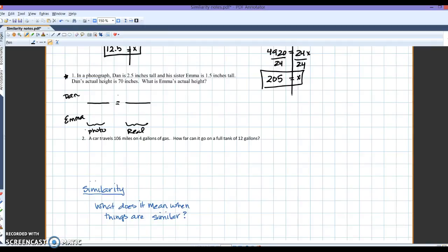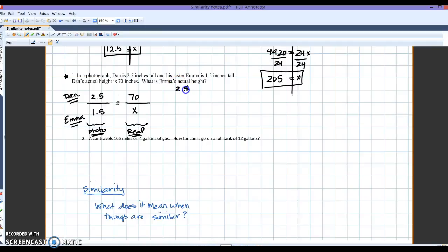Now it's just a matter of putting numbers where they belong. So Dan in the photograph is 2.5 inches tall. Emma in the photograph is 1.5 inches tall. Dan in real life is 70 inches tall. Emma in real life is, I don't know, so I'll call that X. I don't know what that is. That's what I'm looking for. And now I've set up an easy proportion. I can easily cross multiply this.